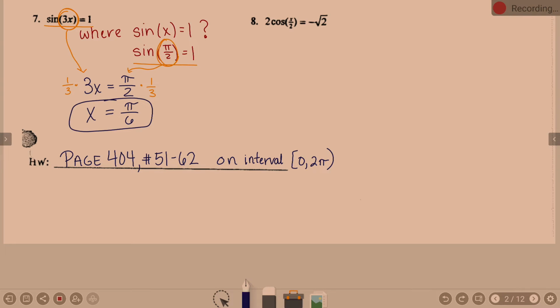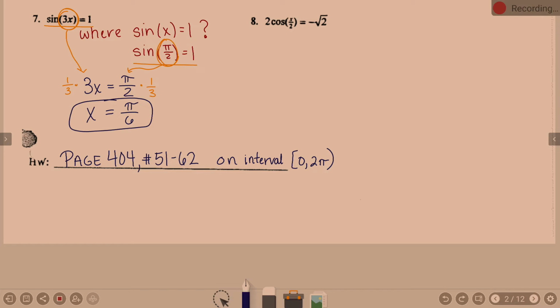Okay. Now, think about it. Does this make sense? If I put pi over 6 back in the original equation, sine of 3x equals 1, 3 times pi over 6 is pi over 2, isn't it? So x is pi over 6. So when you have something other than just x in your parentheses, in your variable location, you can still look at the general statement and just pretend it's x, and then go back and grab that other piece. Okay? Let's try 8 in a similar fashion.